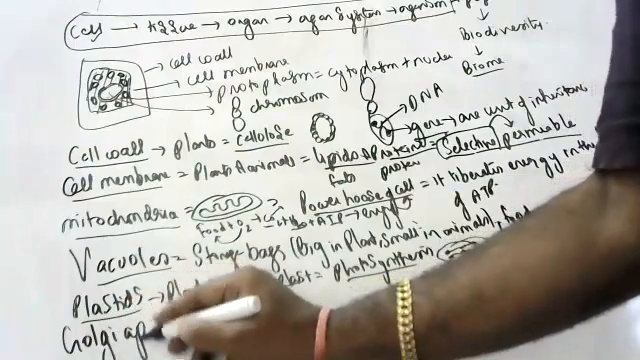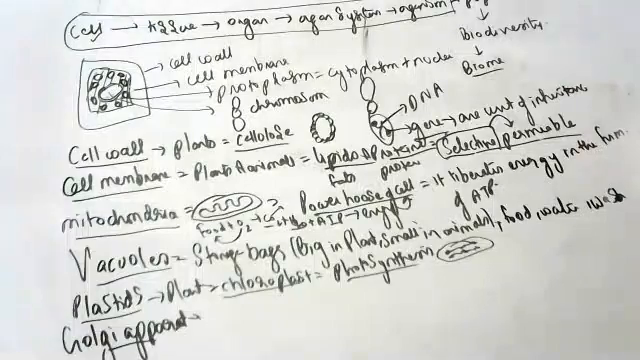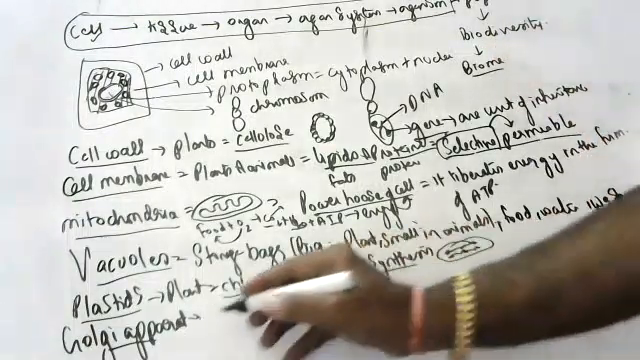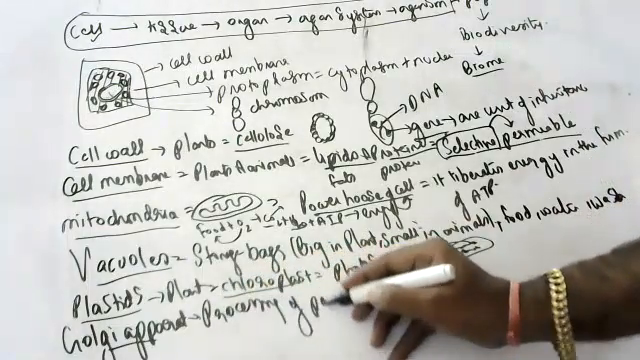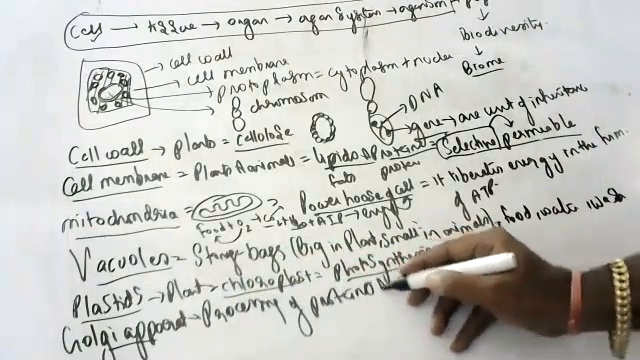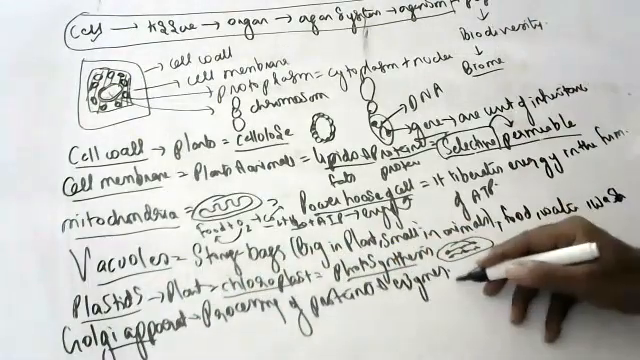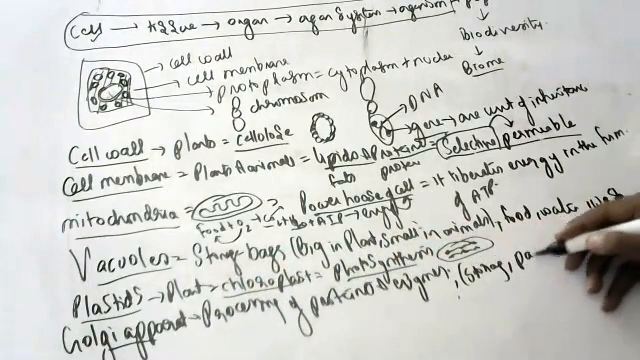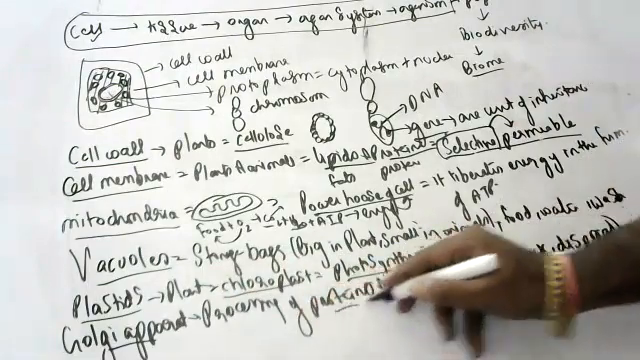Golgi apparatus. That is also one type of cell organelle, children. The cell organelle responsible for processing of proteins and enzymes. It helps in processing of proteins and enzymes, children. In ninth class, you will study this. They help in storage, packaging, and disposal of all these things, proteins and enzymes.